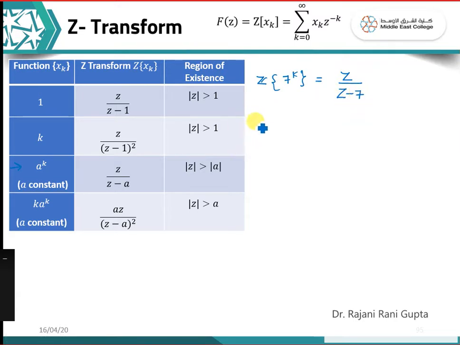What will happen if, instead of 7, I have minus 7 to the power k? So it will be z over, as per the rule, z minus of minus 7, because here your a is minus 7, right? So this gives you z over z plus 7. Okay. So this is how it will work.